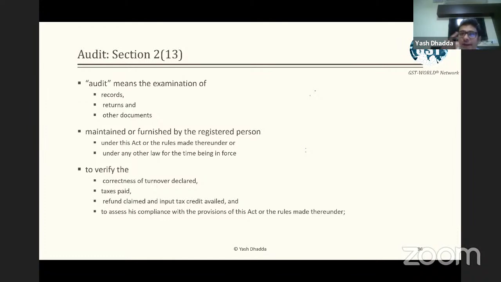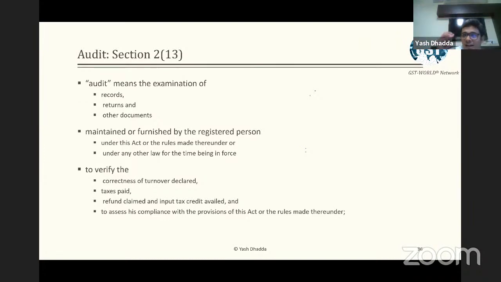And that is why when an officer of the audit says, I want a reconciliation of 26AS with GST returns, all of us know that is next to impossible because the Income Tax Act's 26AS is on a different footing. Our GST 3B is on a different footing. But whether he can ask for 26AS or not, the answer in all probabilities would be yes, because it is a document which has been furnished by the assessee under any other law for the time being in force.